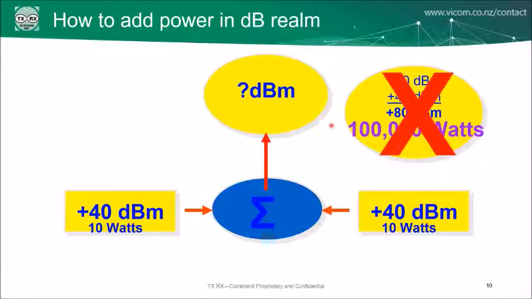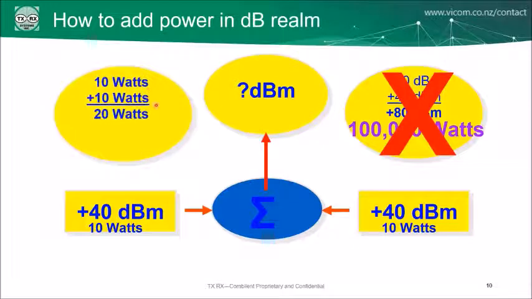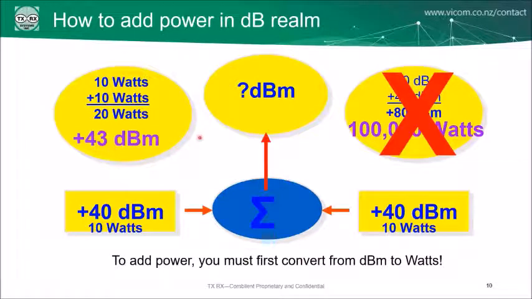So what we do is we convert it back to watts. You have 10 watts plus 10 watts is 20 watts. If you remember, we did this math a few seconds ago, and that gets you 43 dBm. It is vitally important when you're adding power that you convert into watts and you don't try to do the math in dBm.